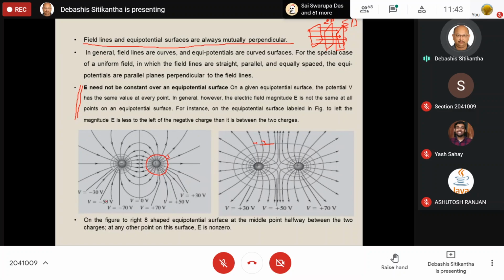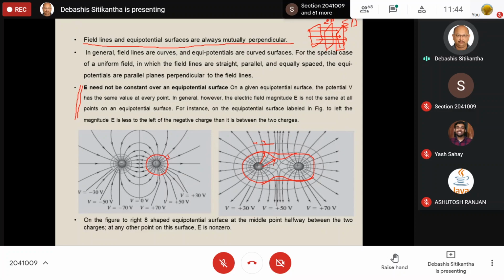But now let us come back to this position. This one is also an equipotential surface. It is looking like an 8. Now over here in the middle portion you can see it is somewhat a little bit downwards. Over here again it is like this. So the distance to this point and the distance to this point are different.